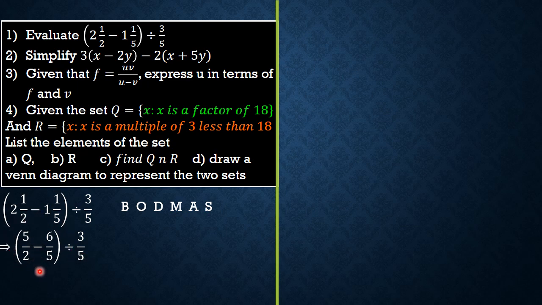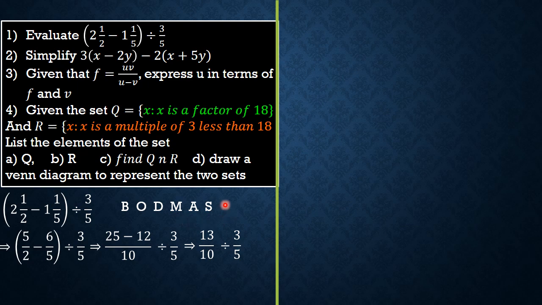So the LCM of 2 and 5 is what, guys? 10. 10 divided by 2 is 5. 5 times 5 is 25. Then, guys, 10 divided by 5 is 2. 2 times 6 is 12. So at the end result, we are definitely going to have (25 minus 12)/10, all this divided by 3/5. Great. So 25 minus 12, guys, gives us 13/10.